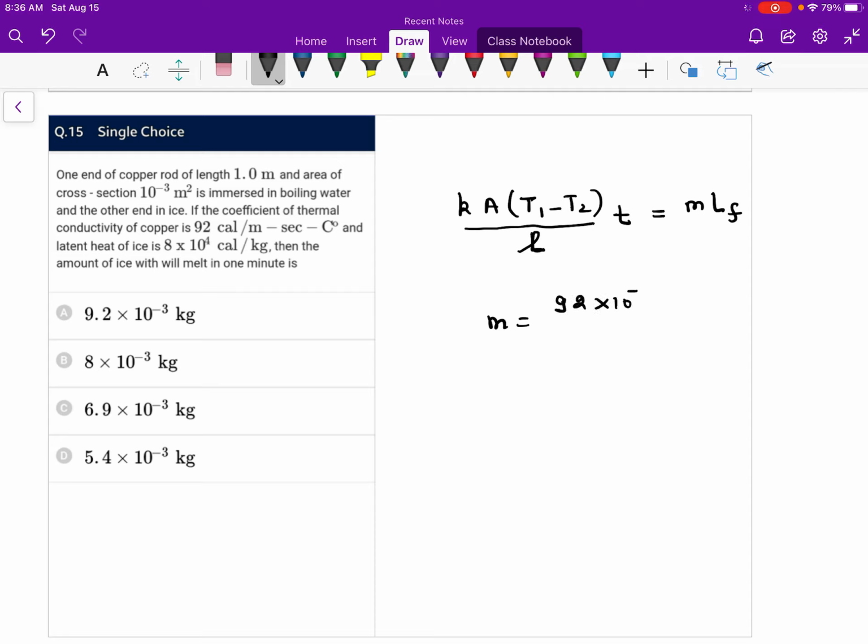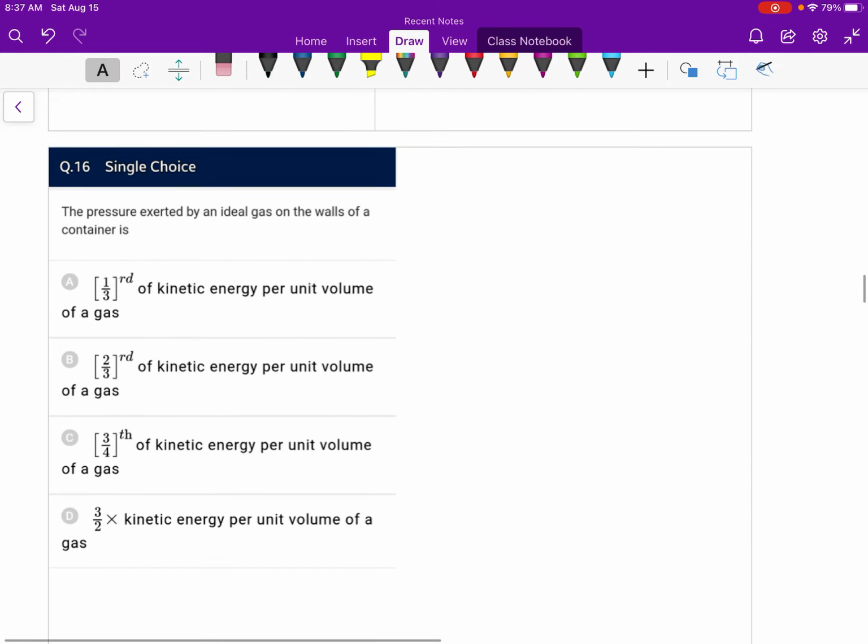Area is 10 to the power minus 3. T1 minus T2, boiling water and melting ice. So this is 100 into small t, 60 seconds, upon length, which is 1 meter, and into LF. LF is given 8 into 10 to the power 4 calories per kg. So 10 to the power minus 3, 10 to the power minus 3 cancel. 4, 2 4s are 8, 2 3s are 6, 4, 23. So 69 into 10 to the power minus 4, that is 6.9 into 10 to the power minus 3 kg. So C is the correct option.